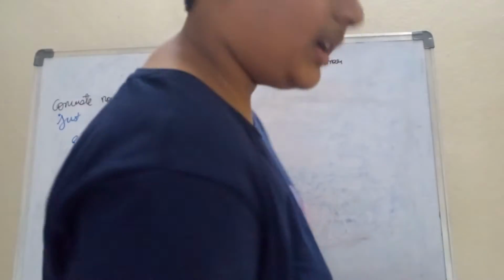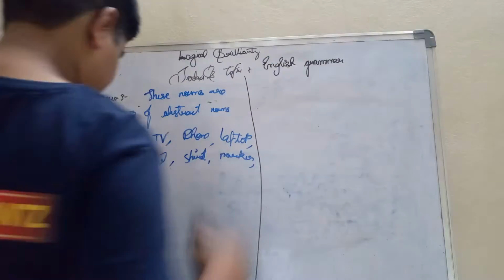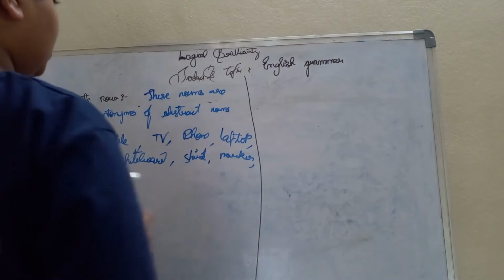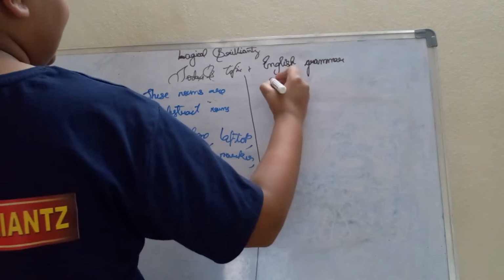Are you clear with this? So these are the concrete nouns. And next, we go to material nouns.